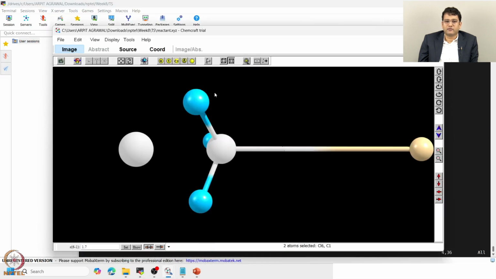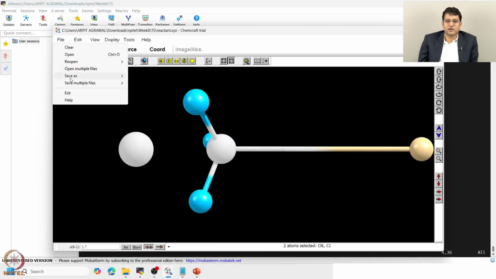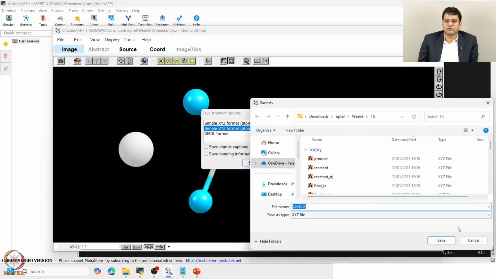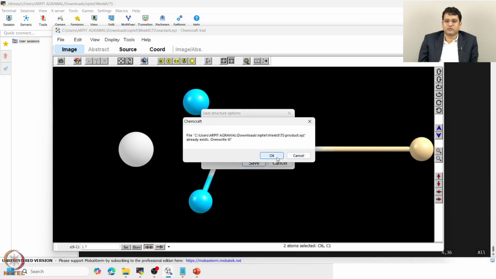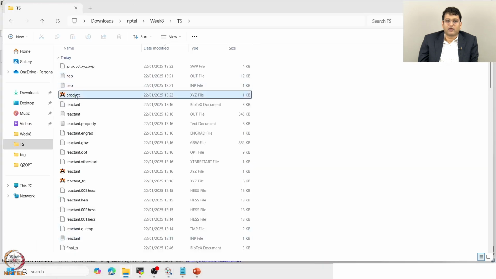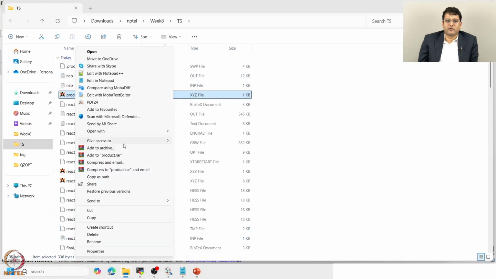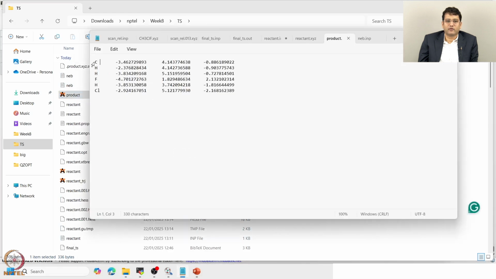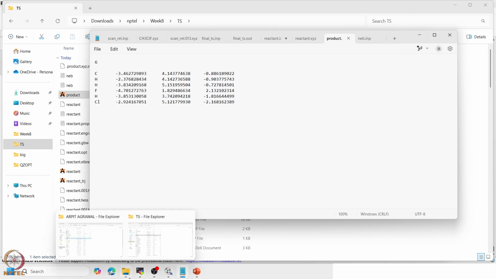Maybe I will save it again. Save as. Okay, I replace it. I go to the product.xyz file. I open it with Notepad. This should solve the problem.